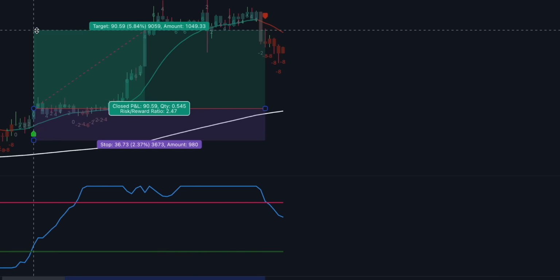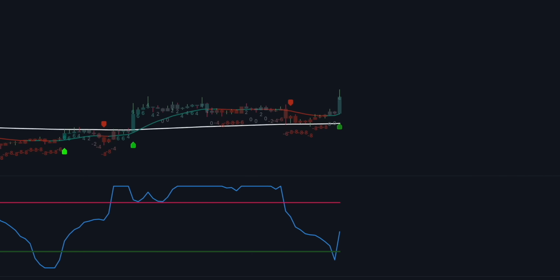Here's another example. Watch how the price closes above the exponential moving average. The indicator finds the best possible price for entering a buy trade. At the same time, the Laguerre RSI crossed the green band to the upside.